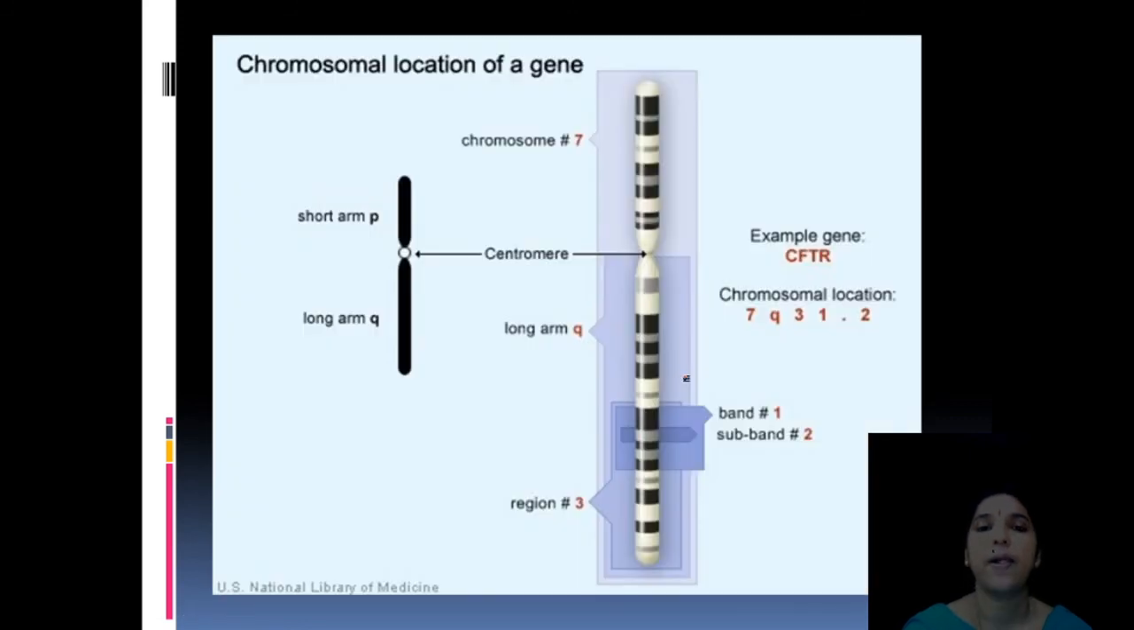Clear. Here is one more example, the chromosome location of a gene: the CFTR gene. Where is the CFTR gene located? Chromosome number 7, clear. Q arm, the long arm, clear. Region 3, band number 3, clear. Then band 1, and subband 2.